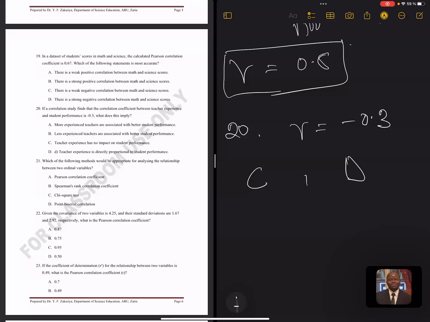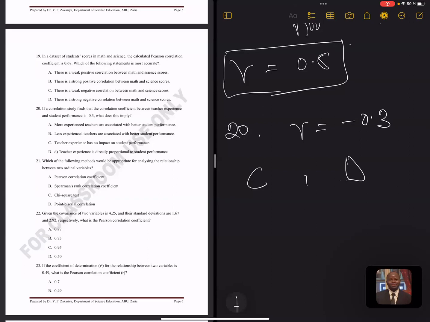What about D? D says teacher experience is directly proportional to student performance. No. Every correlation will tell you about linearity, that it is proportional. But this one is negative in particular. You need to do more. Negative correlation means what? Can you remember? Yes, opposite direction. If one is high, the other will be low.